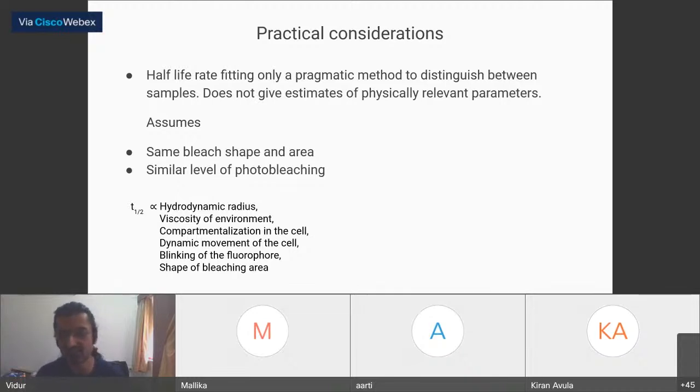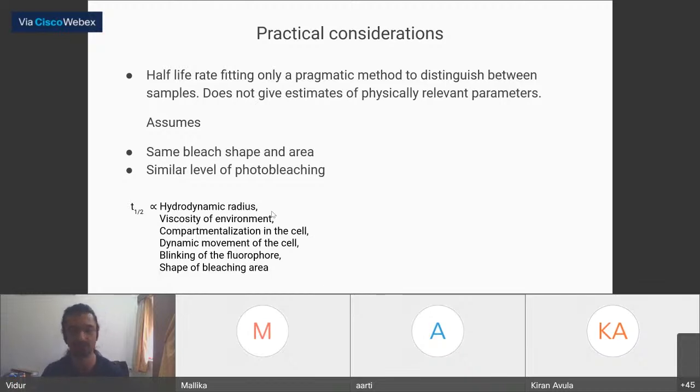And what I mean by physically relevant parameters is things like its actual diffusion coefficient or whether there are compartments or not. This is just an experiment which suggests a thing with certain assumptions that have to be confirmed by other experiments. So on the bottom here, I've listed a few of the things that the half time can depend on. It can depend on the hydrodynamic radius of the molecule of interest.